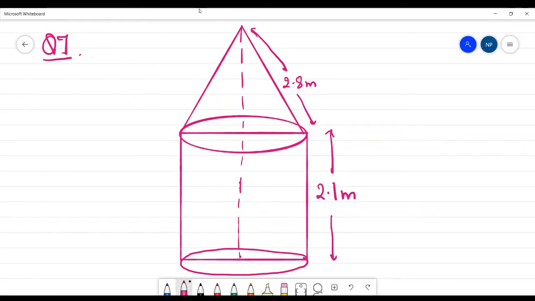Find the area of the canvas used for making the tent. Also, find the cost of the canvas of the tent at the rate of rupees 500 per meter square.